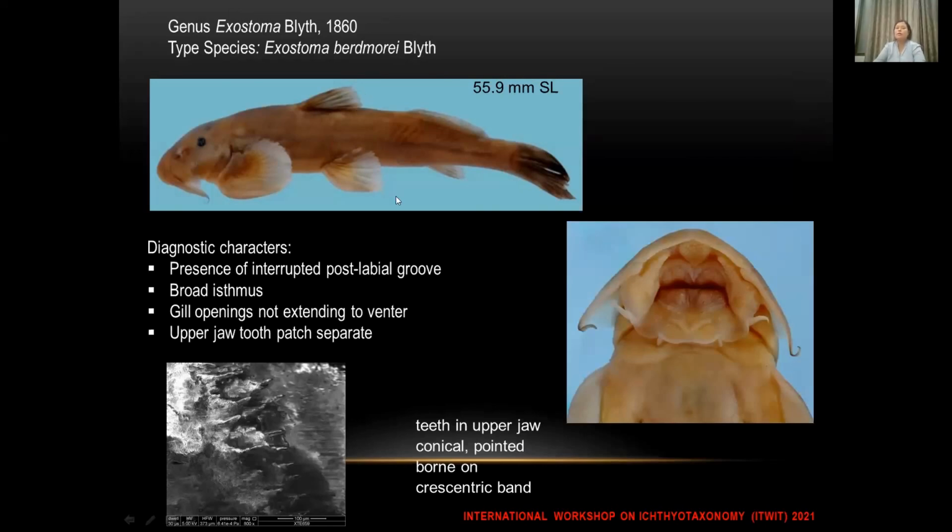Then Exostoma, the type species Exostoma berdmorei, Blyth. Then the characters here. There will always be a question on whether it's a Myersglanis or an Exostoma, because it will be difficult to identify at an instant. So we have to see whether there is an interrupted or uninterrupted postlabial groove. Then we have to see the jaw and the tooth patches and what kind of teeth are present. These are the things we have to keep in mind while identifying Myersglanis and Exostoma.